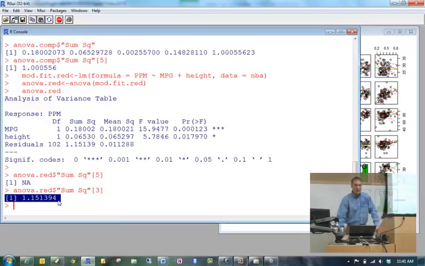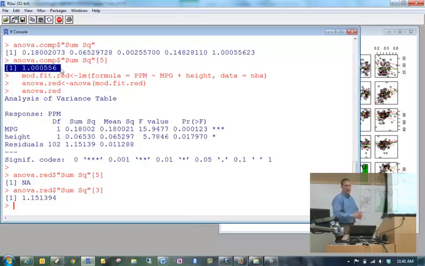So this is SSE for the model that has MPG and height. This is SSE for the model that has MPG, height, free throw percentage, and field goal percentage. So if I subtract the two, what do I get? SSR for free throw percentage and field goal percentage given MPG and height are in the model. So we can see that with these additional measures of how good a person shoots a basketball, what we are gaining in terms of these sums of squares is approximately 0.151.